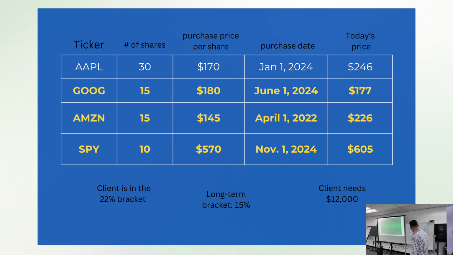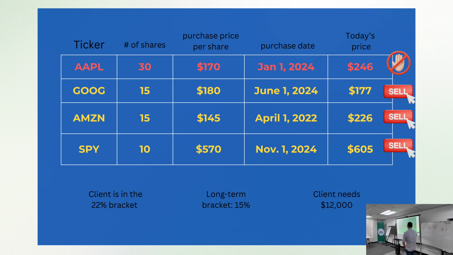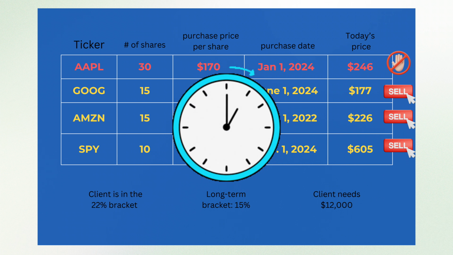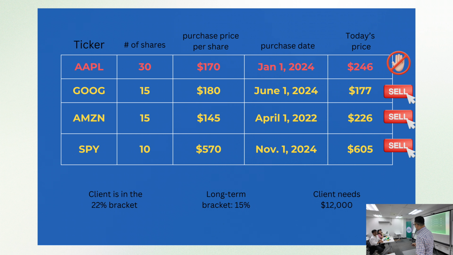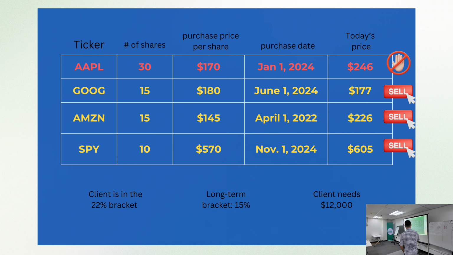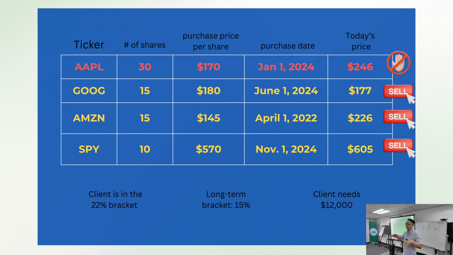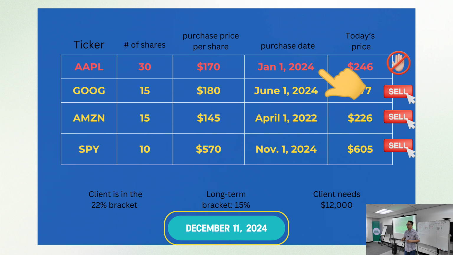So it looks like everyone agrees Taylor should sell Google, Amazon, and SPY. He needs $12,000. And why didn't anyone recommend Apple? Everyone mentioned that Apple is short-term and has a large gain. But what's today's date? December 11th. And he bought this on January 1st of 2024. So if he just waited 3 weeks, all of a sudden this would become long-term capital gains, right?